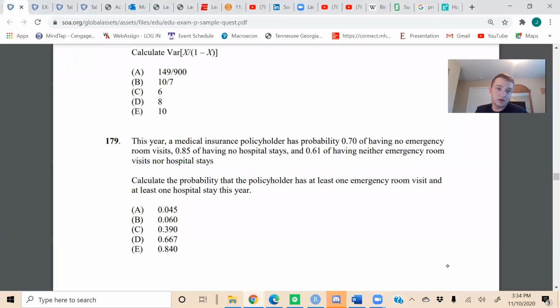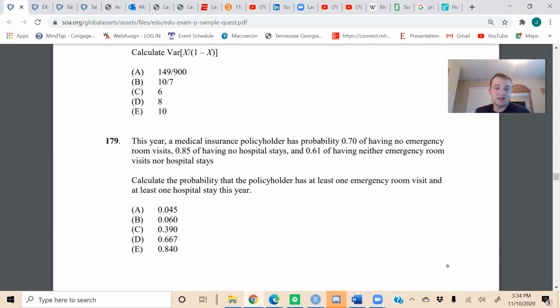Today we'll be doing a pretty basic probability theory problem, so let's get right to it. The question we'll be doing is number 179 on the sample SOA site for Exam P. If you need to pause the video to write the problem down, this will be the time.